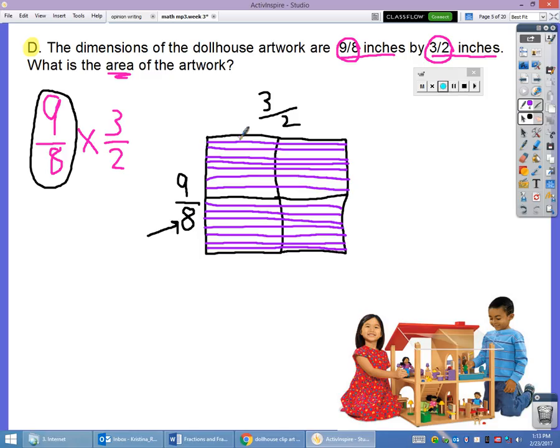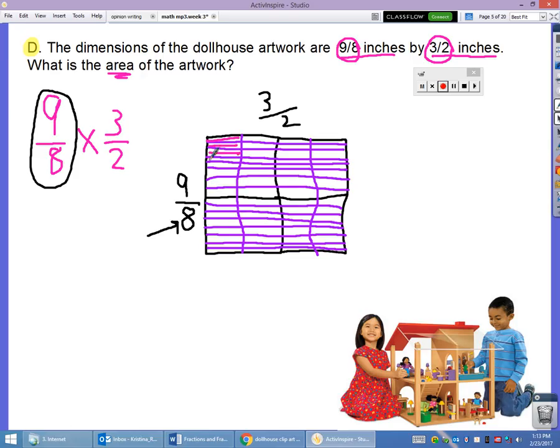Okay, so now we're going to partition our holes into half. It's going to be a little bit easier. And we're going to partition them into half this way. Okay? So now the shading. We're going to shade 9 squares. 9 squares going this way. 1, 2, 3, 4, 5, 6, 7, 8, 9, and then 3 this way. 1, 2, 3. Don't forget we need to shade all of this too.